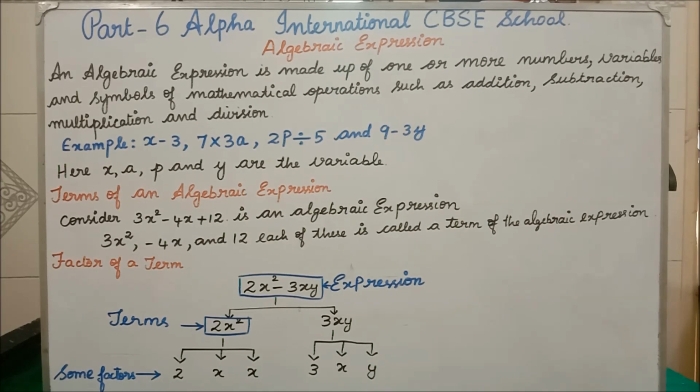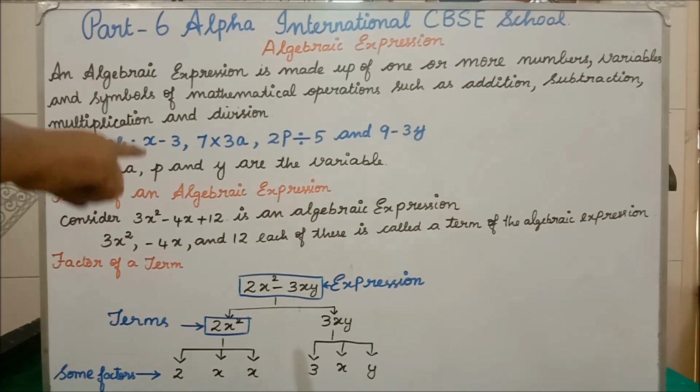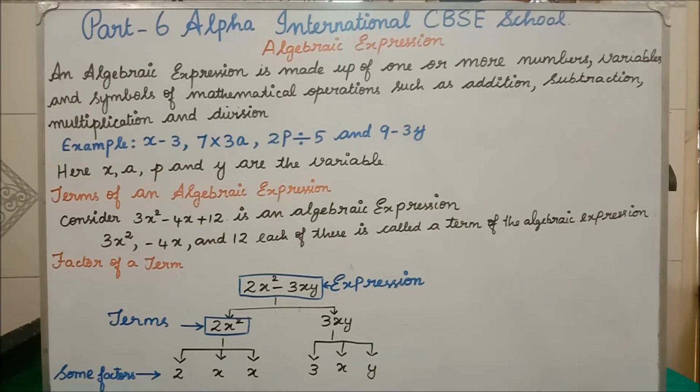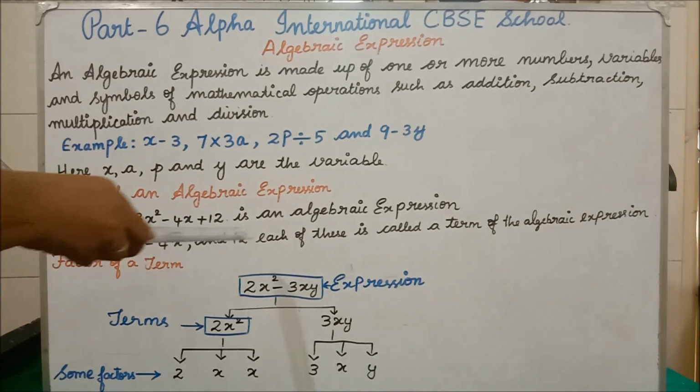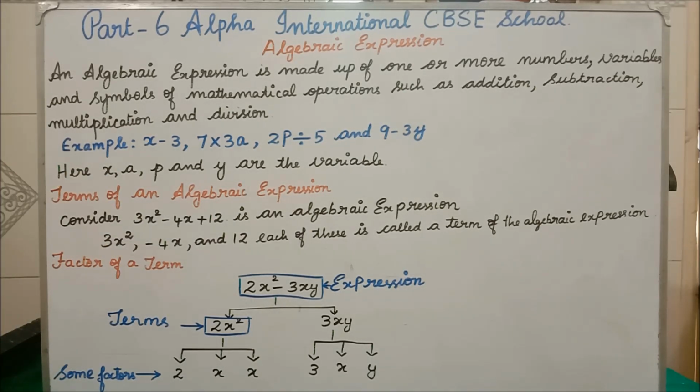What will you say? Constant. If in the question they ask, write the constant of this algebraic expression, then 12 is the constant because 12 does not have any variable. So, if a number does not have a variable, then we say that number is what? Constant. Clear? In this expression, we have 3 terms and the last term 12 is called what? Constant. Clear?